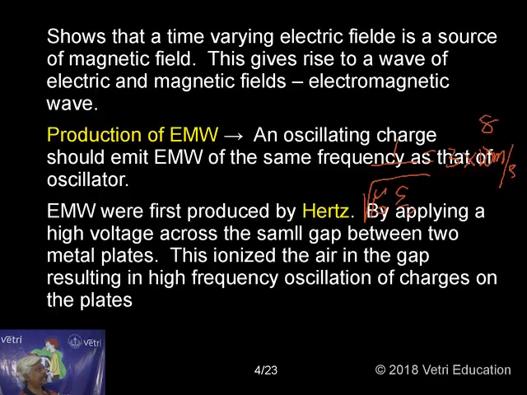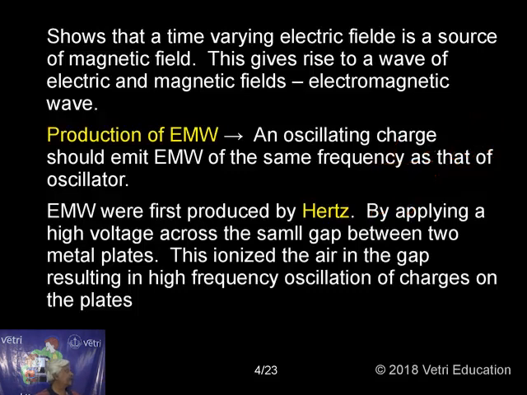So the time varying electric field is a source of magnetic field. What is a source of magnetic field? The variation of electric field itself gives the magnetic field. This gives rise to a wave of electric and magnetic fields. That is called electromagnetic waves. Now, the production of electromagnetic wave: how did we get the electromagnetic wave? Any oscillating charge should emit electromagnetic wave.